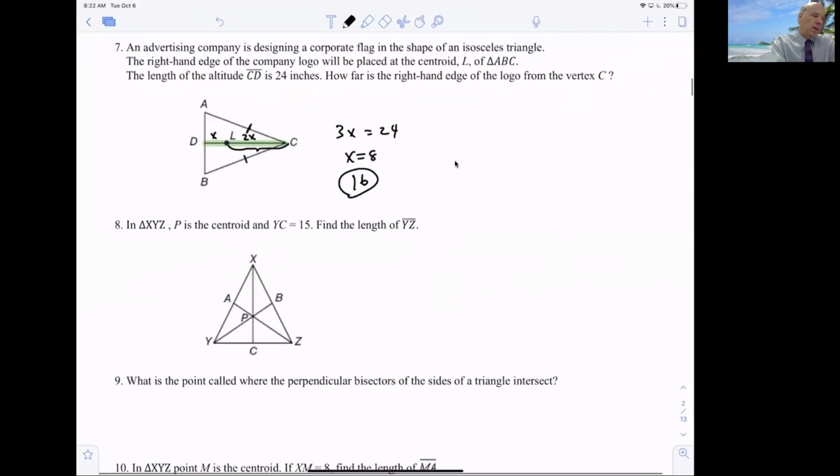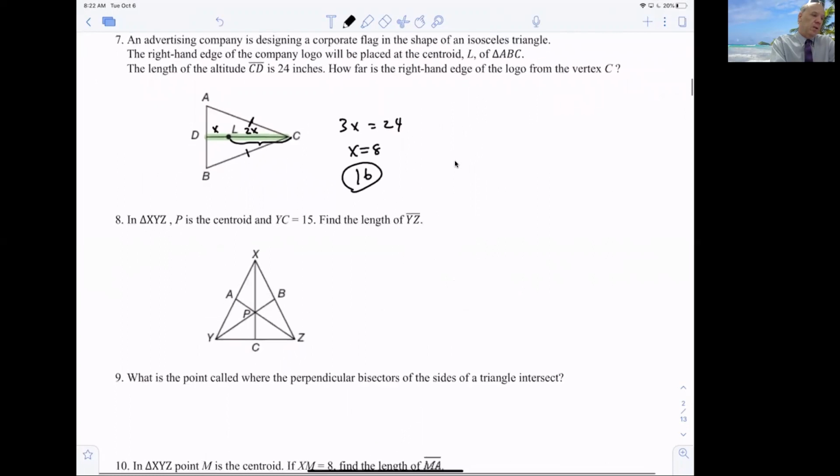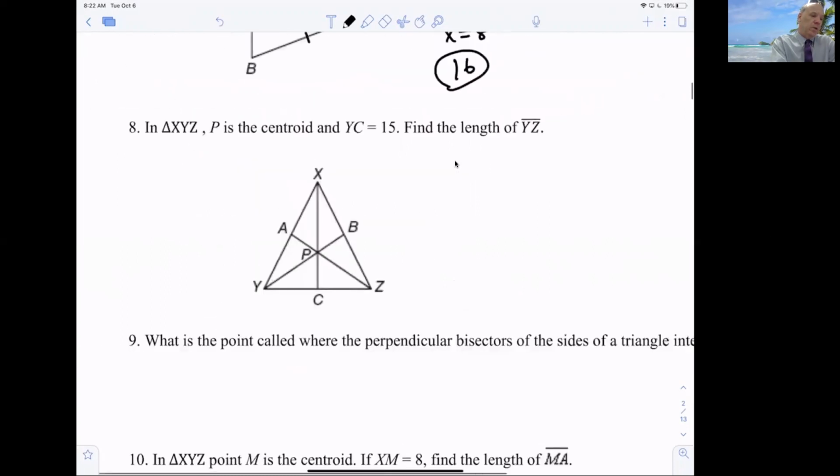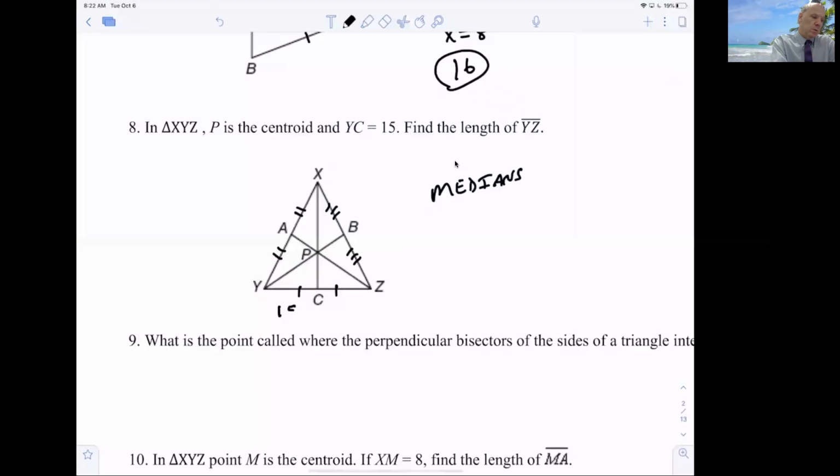All right, again, this is the centroid. So the centroid is where the medians meet, correct? And the medians, just as a review, that's what we're looking at. All right. So if YC is 15, then YZ is what? 30. Yeah, that's easy. All right, 30.